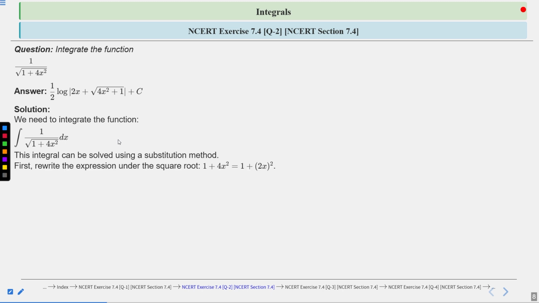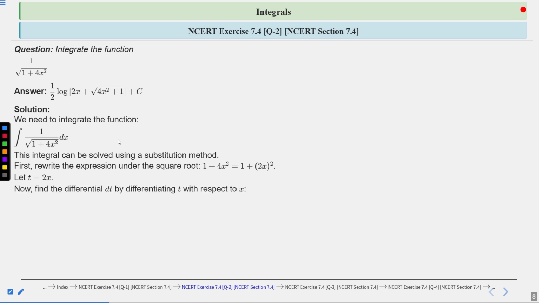So first, rewrite the expression under the square root, which is 1 plus 4x square, which we can write as 1 plus 2x whole square. Now let t is equal to 2x.